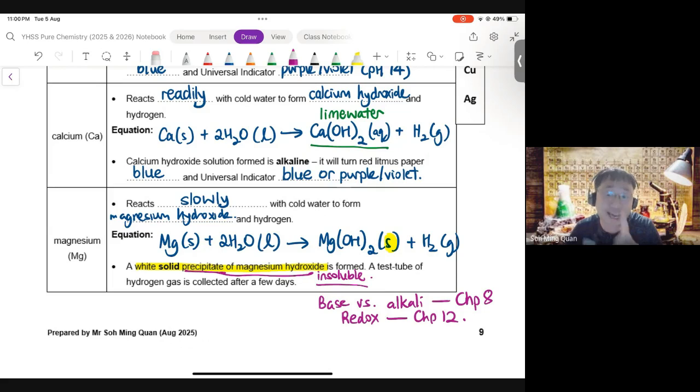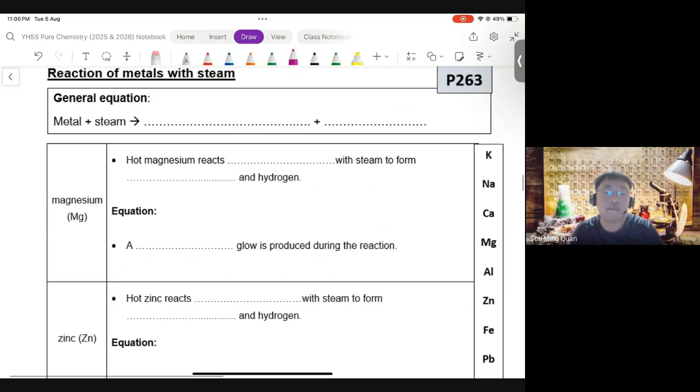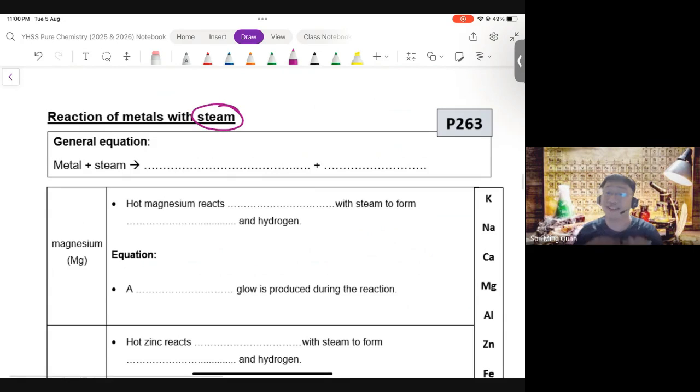Now we shall move to the last reaction for this video, which is metal plus steam. Now, many students are confused about steam. What's steam? How do you form steam in the first place? Steam is formed when you boil water. So you put water into a kettle and boil it. When it boils, the water turns into a gaseous state, right? So the idea is steam is very hot water. Steam must be at least 100 degrees Celsius, if not higher, right?